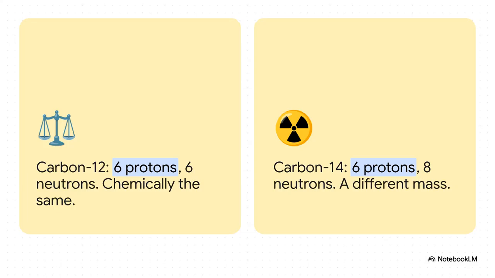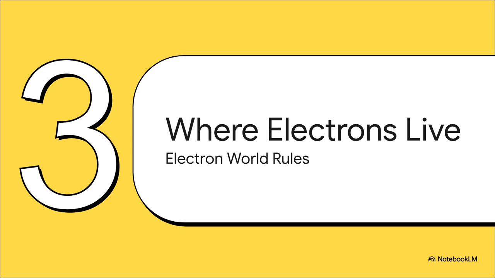And this is the perfect example. Carbon-12 and carbon-14. They both have 6 protons, so they are both without a doubt carbon. They'll react chemically in the exact same ways. But you can see carbon-14 has 2 extra neutrons. That makes it heavier, and it turns out it also makes it radioactive. This is the exact isotope we use for carbon dating. Pretty cool, right? Okay, we've covered the nucleus.